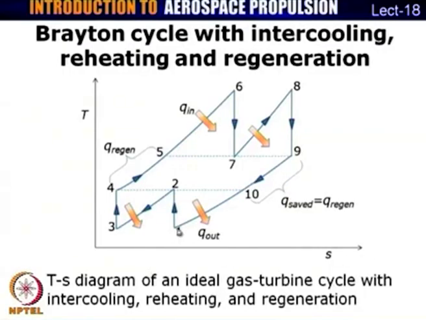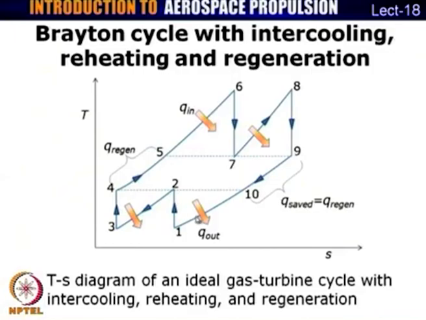So, the cycle begins at state 1, and there is an isentropic compression which results in state 2. At the end of state 2, we carry out intercooling, which means that the process will now move along this path, process 2-3, and then it moves from state 3 to state 4. After it reaches state 4, it moves along a constant pressure process from state 4 to state 6.